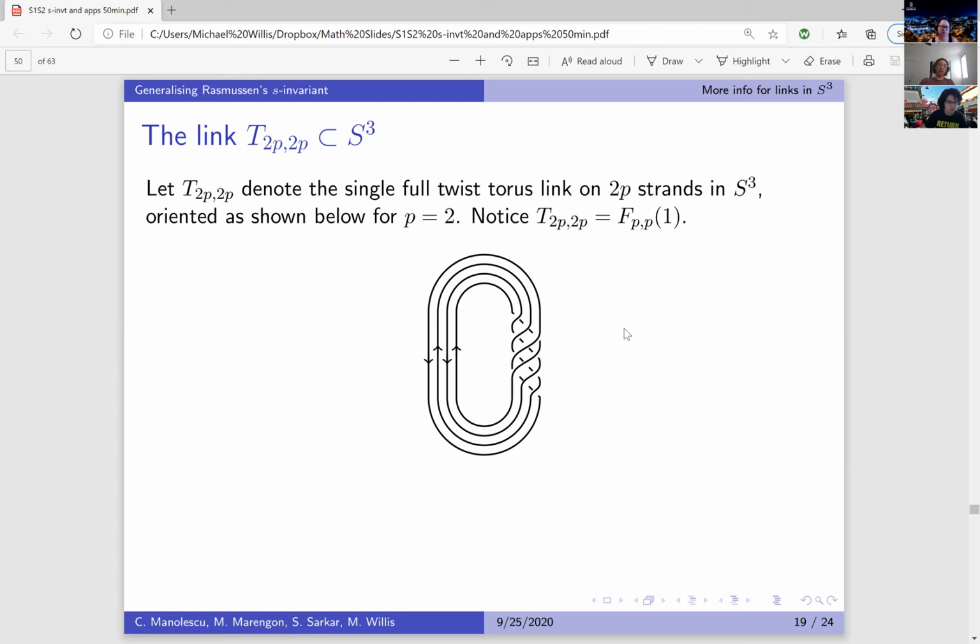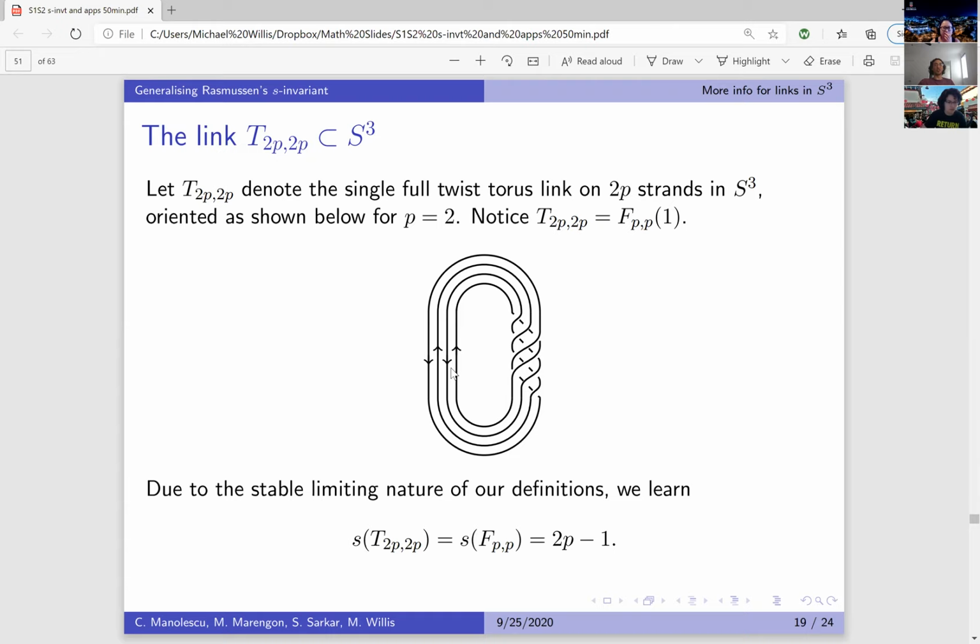Okay, and because this is such a simple link in S1 cross S2s, the limit actually stabilizes right away, and you can work out that the S invariant for this link, viewed in the three sphere, needs to be equal to the S invariant for the FPP back in S1 cross S2s. And the S1 cross S2 one you can compute using Hochschild homology. So in fact, this is a method to get the S invariant for this torus link through Hochschild homology. So then you ask, what good does that do you? Okay, I've got the S invariant for a very specific link that maybe I didn't have before.